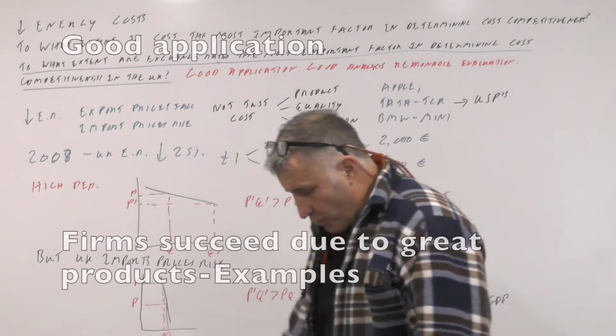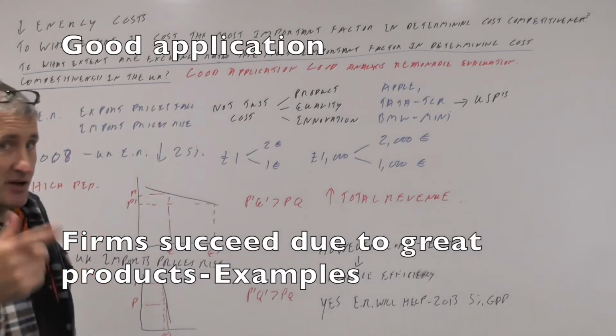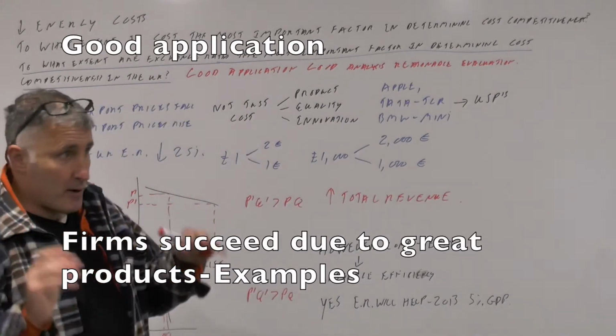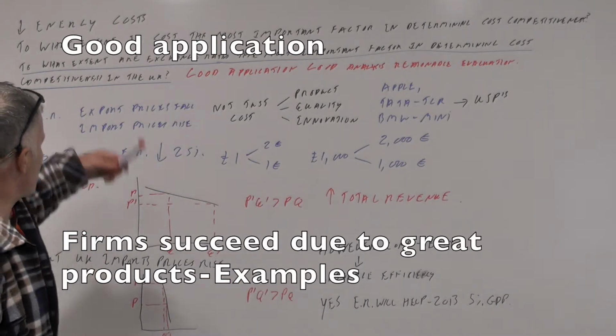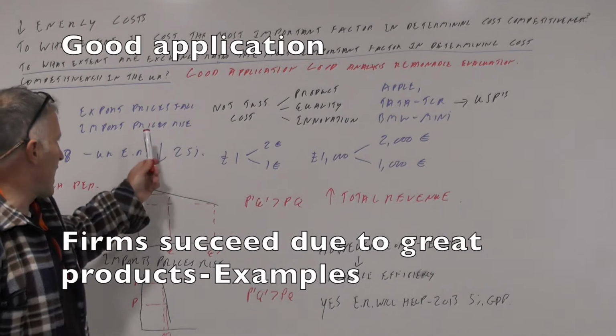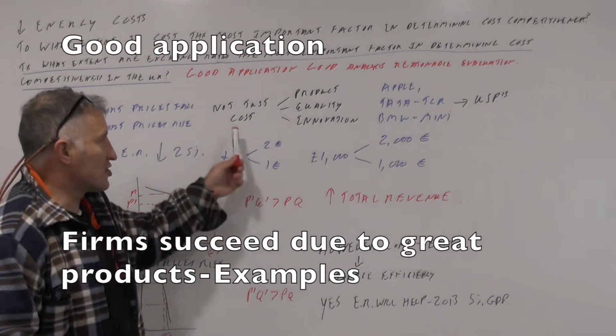Anyway, what I want to show you in this one is how you get good application and good analysis and reasonable evaluation all in one paragraph. Is it possible? I think it probably is. So if the exchange rate falls, export prices fall and import prices rise. A little bit of analysis in there. But it's not just based on cost.